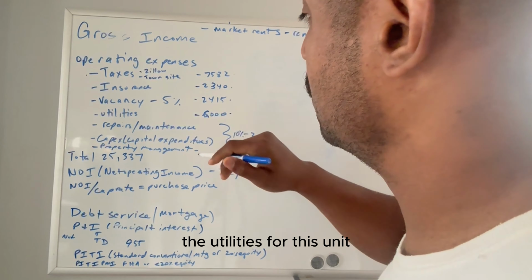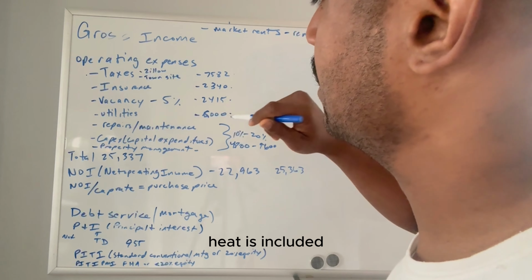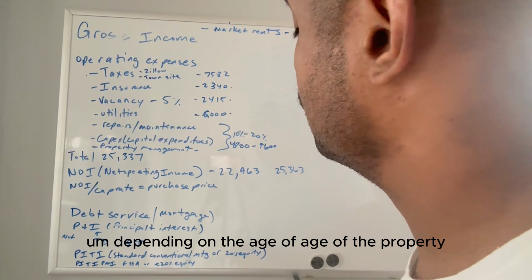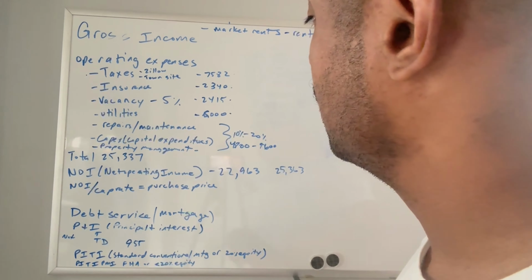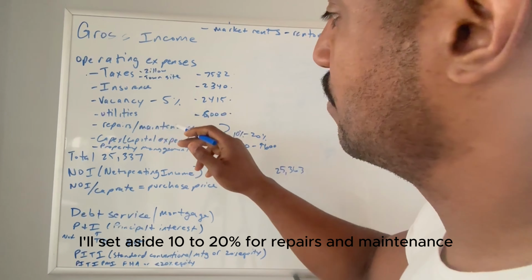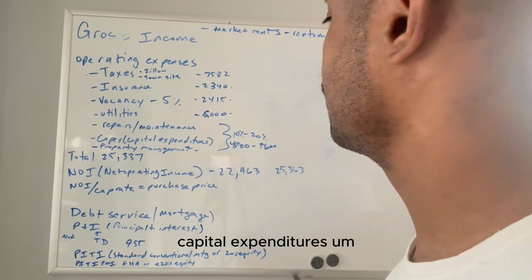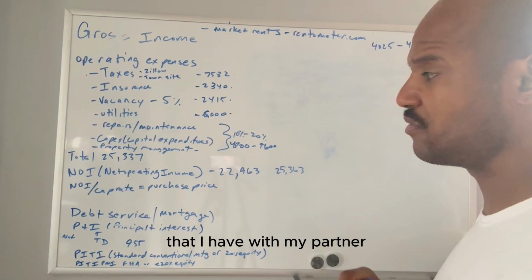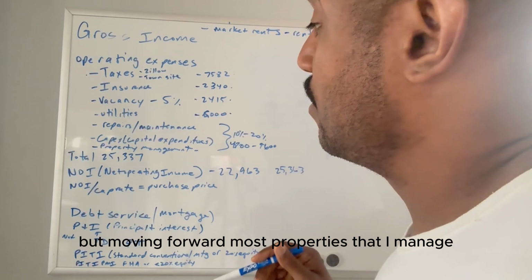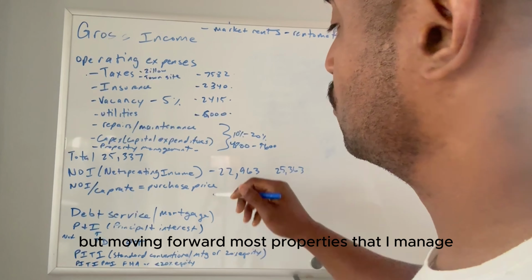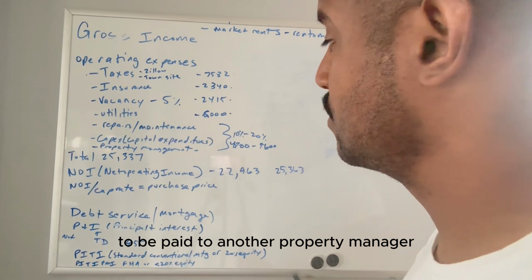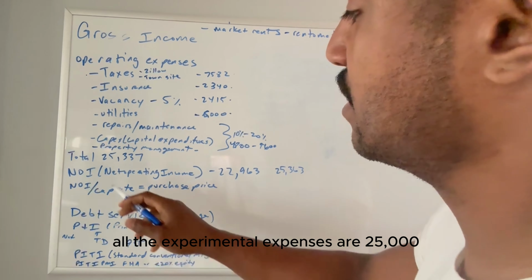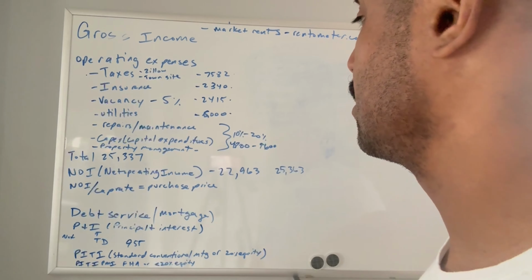The utilities for this property: heat is included because there's only one furnace for all 4 units. That's why it's that high. Depending on the age of the property, I'll set aside 10 to 20% for repairs and maintenance, capital expenditures. I do the management for this property because that's the terms of the deal that I have with my partner. But moving forward, most properties that I manage will include a property management fee to be paid to another property manager.